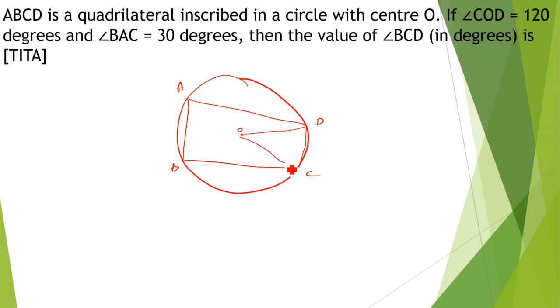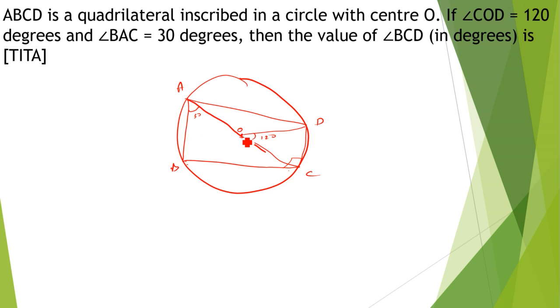So this angle COD is given as 120 and angle BAC is equal to 30 degrees. It is given. So BAC is given as 30 degrees. So we need to find the angle BCD. This angle we need to find.